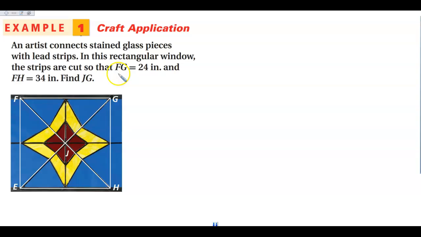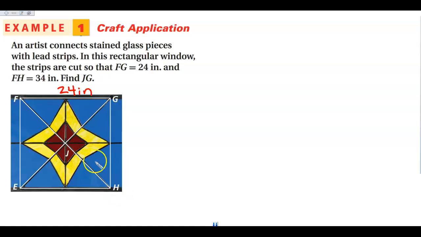Okay, we have an artist connects stained glass pieces with lead strips. In this rectangular window, the strips are cut so that FG is 24 inches, FH, which is the diagonal, is 34 inches. We want to find JG. Okay, so let's take a look. This is 24 right here for FG. All right, FH is 34. The whole thing is 34.